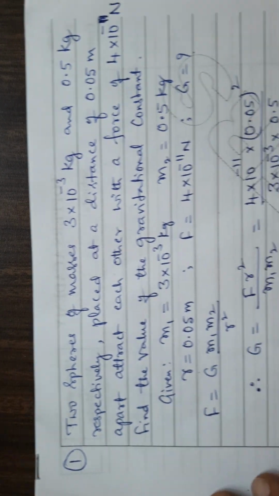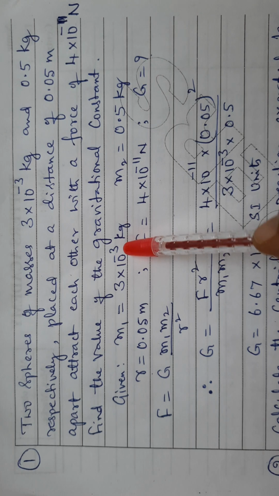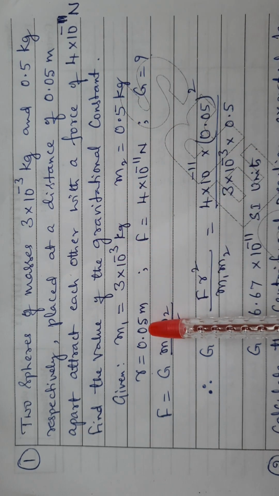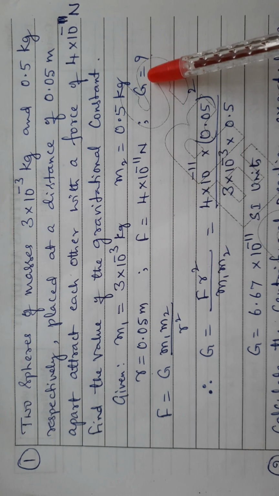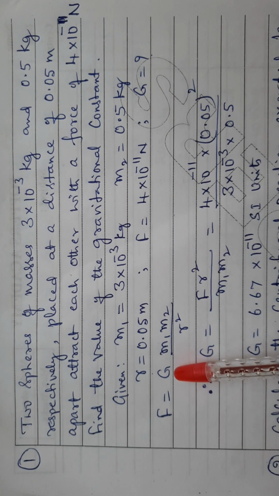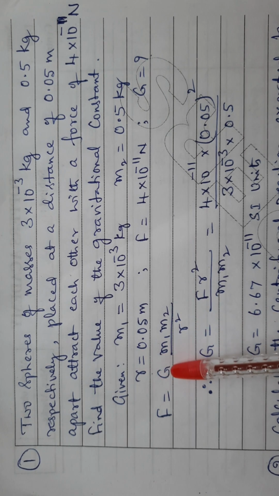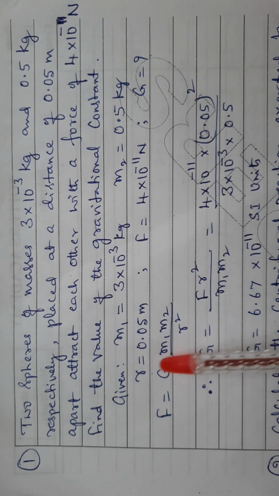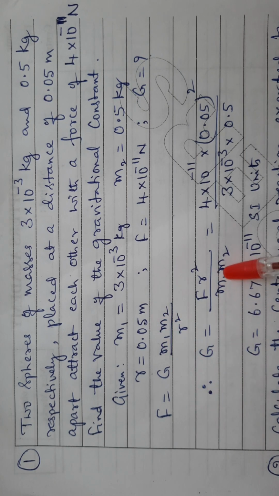Very easy problem. Okay, just you see that mass number 1 in terms of kg, mass number 2 in terms of kg, distance between the two masses 0.05 meter, the force of attraction between them is this much. How much is the universal gravitational constant? Okay, the formula F is equal to G m1 m2 divided by r square. So here I am supposed to calculate capital G, that is the gravitational constant. So capital G is equal to, by cross multiplication, F r square divided by m1 into m2.